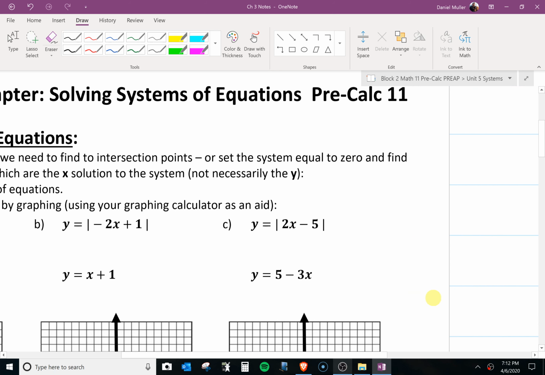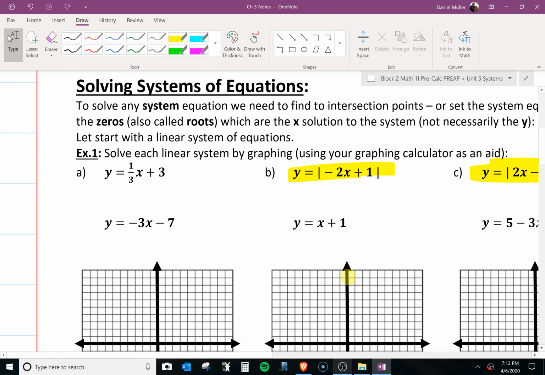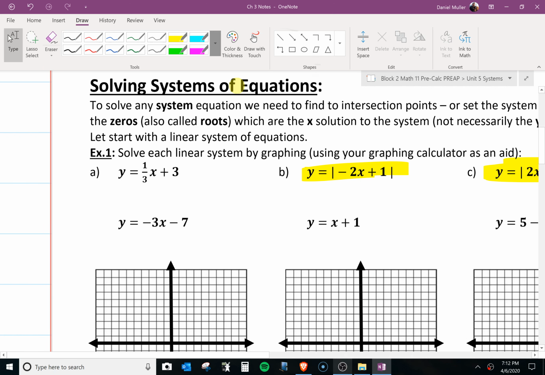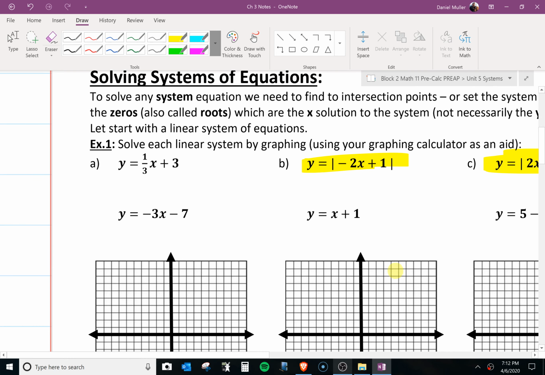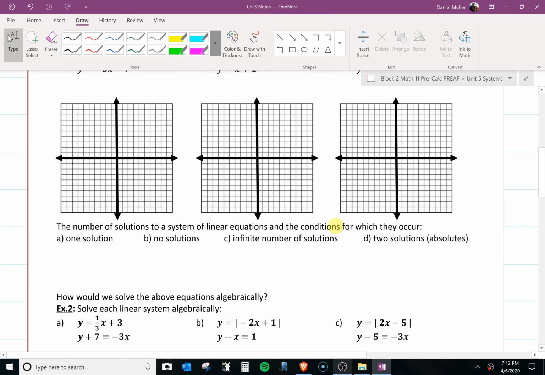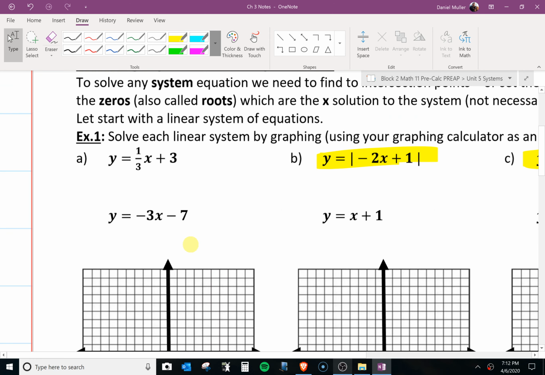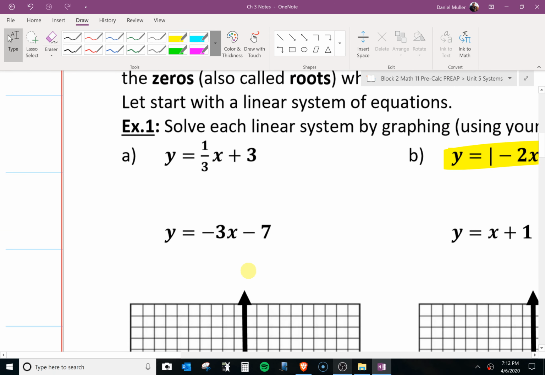Now, you can see here I've got an absolute value right there, and I've got one in there, so A, B, and C. But first, let's start out with one that doesn't have any absolute values. There's two ways to solve things. There's example number 1, solving systems by graphing, and you compare that to example 2, where we solve each linear system algebraically. So there's two different ways of doing this.